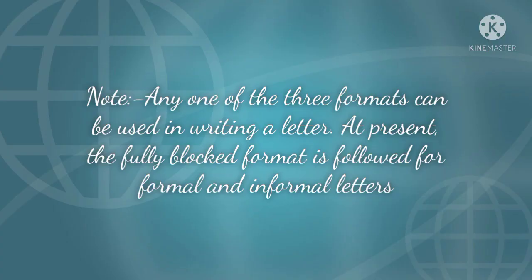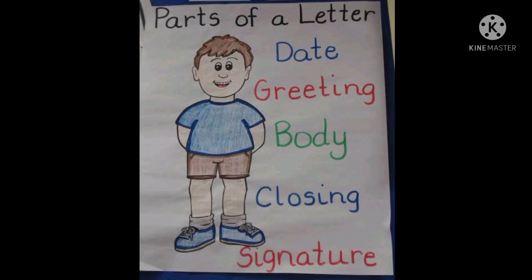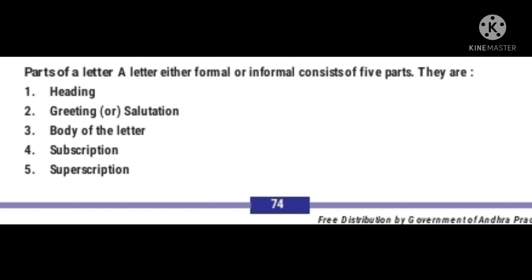All of you note this point. Any one of the three formats can be used in writing a letter. At present, the fully blocked format is followed for formal and informal letters. Next, parts of a letter. A letter, either formal or informal, consists of 5 parts. They are heading, greeting or salutation, body of the letter, subscription, and superscription.